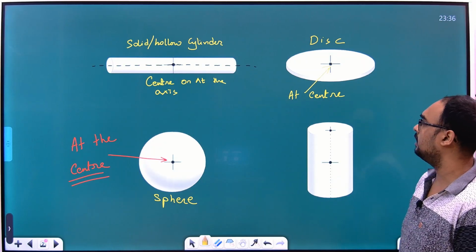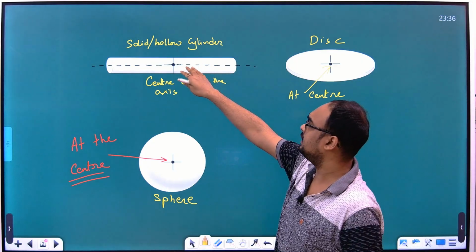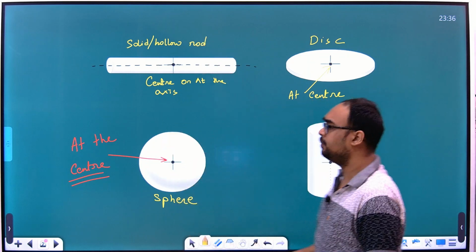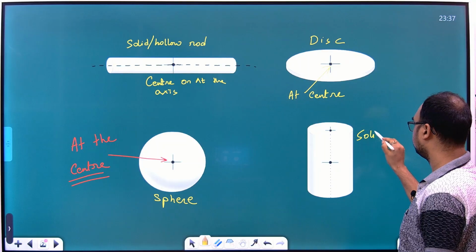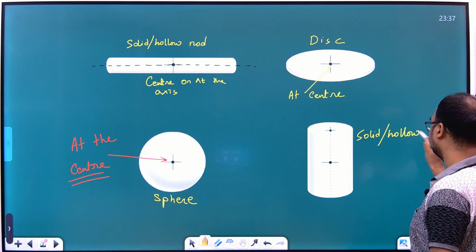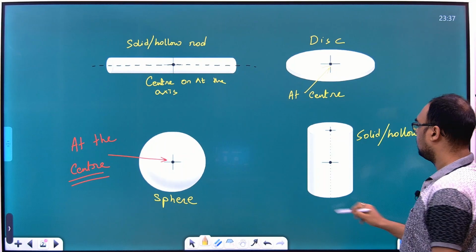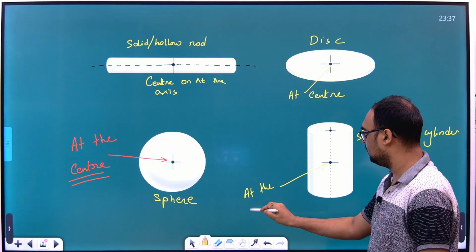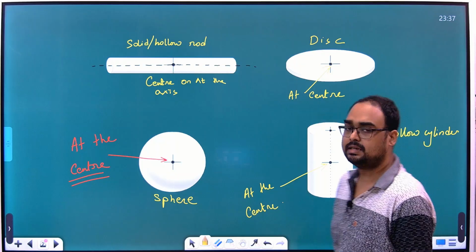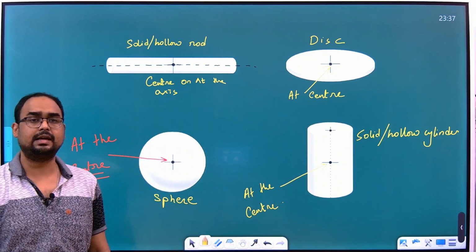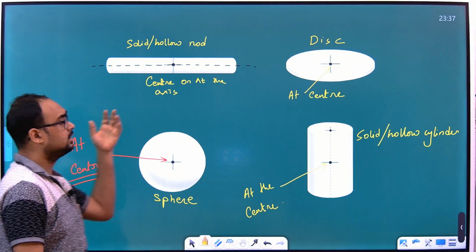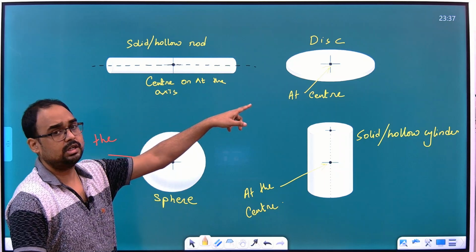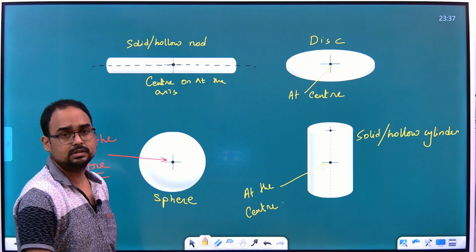This is again a solid cylinder. Now we can call this a solid cylinder. Let's write it a solid or a hollow rod, a solid rod or a hollow rod, and this is a solid cylinder, solid or hollow cylinder. Again, the COG is at the center. So these are the COG positions at the various shapes: solid rod, circular disc, sphere, and a cylinder.